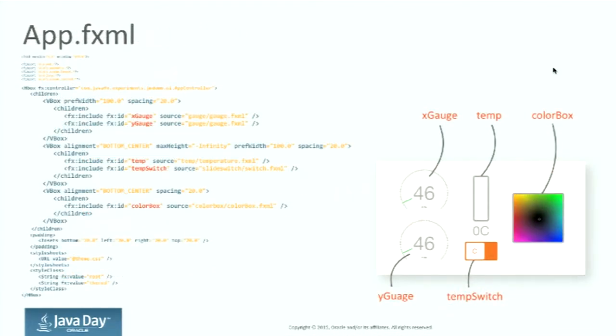I then have my app FXML, and what this does is it's basically a container that has embedded all of those other components like the two gauges. And again, I give each one of those components a name so I can talk to them in my code. So I have X gauge, Y gauge, the temperature switch, the temperature, and the color box.